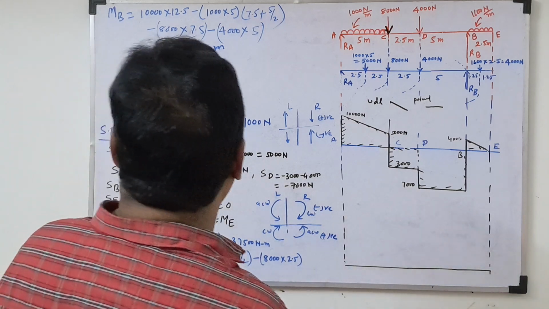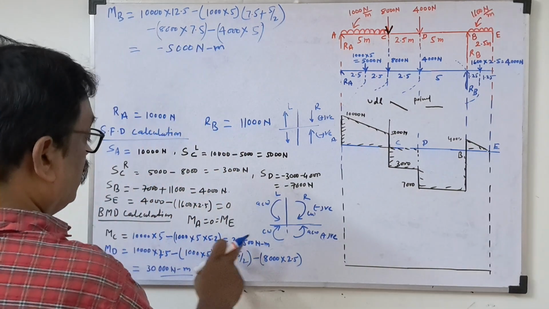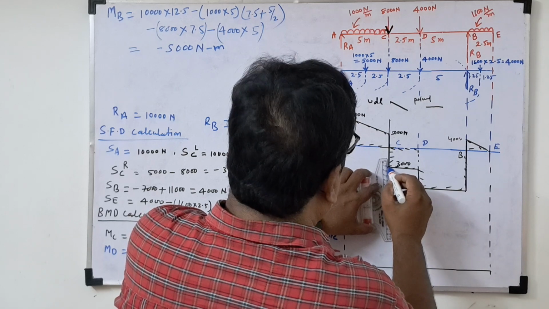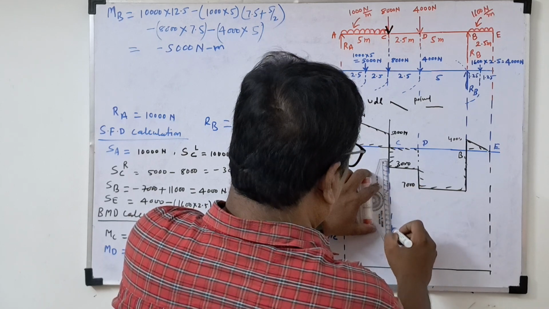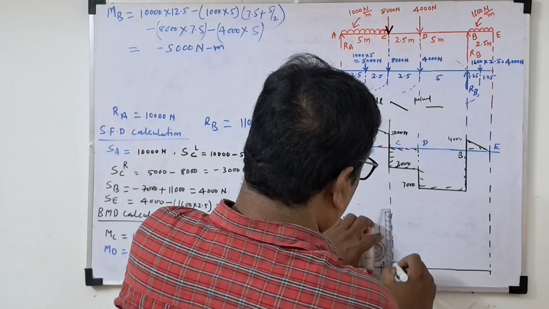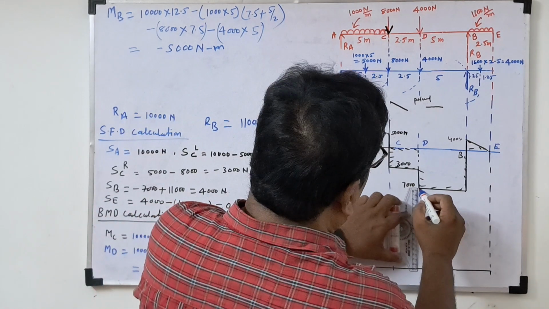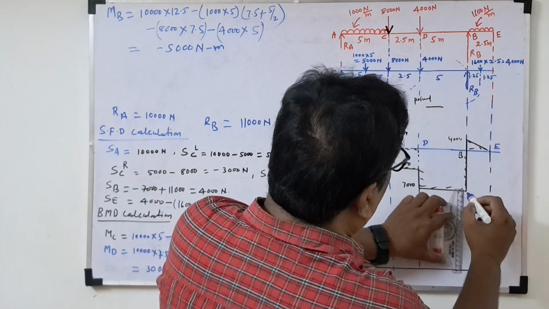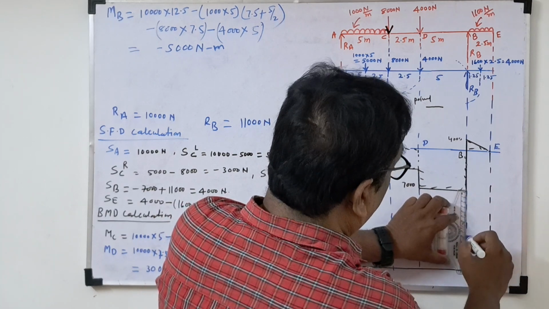So now we'll draw the bending moment diagram. First MC how much? 3,000. So this line and all, draw the dotted line, so it will be easy to draw. All the calculations work over. Now we have to draw the bending moment diagram, so that way we can complete our solution.